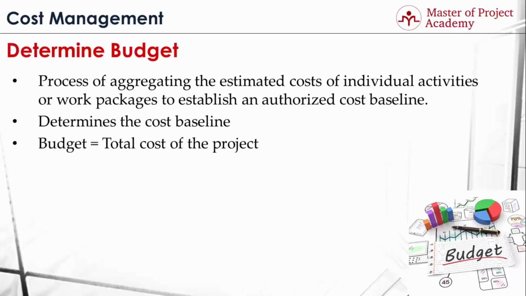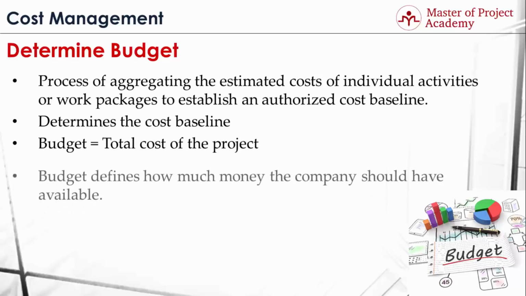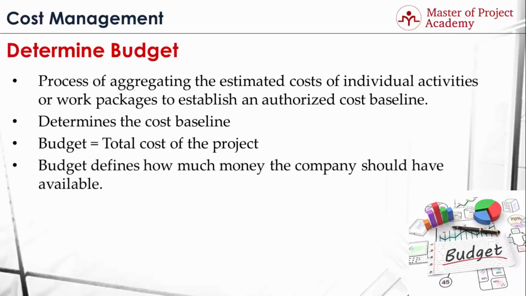Project budget refers to the total cost of the project. You might be hearing project budget and project cost frequently. These actually refer to the same thing, and represent the total amount of money that needs to be spent on project activities to complete and deliver the agreed project scope. In other words, budget defines how much money the company should have available to complete the project. Based on the determined project budgets, organizations or companies align the required amount of money to fund projects.